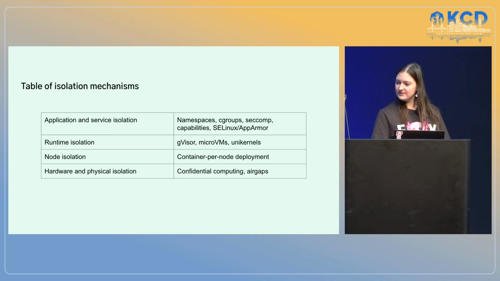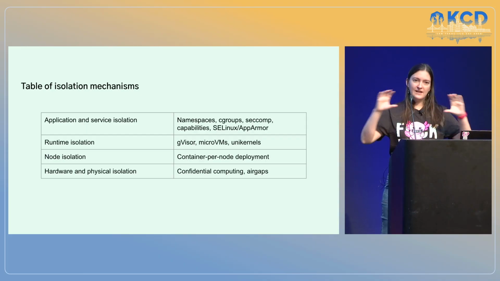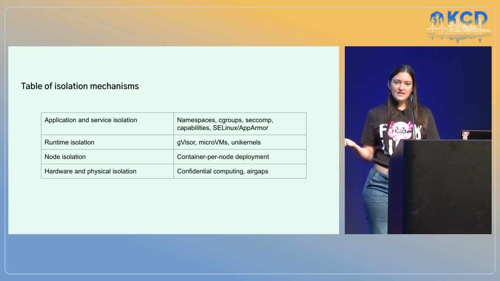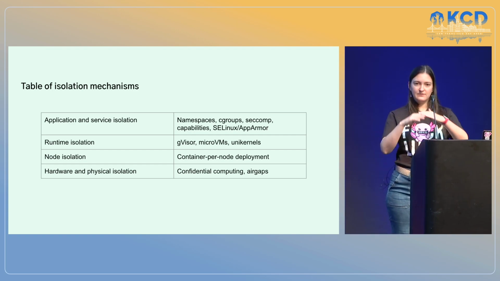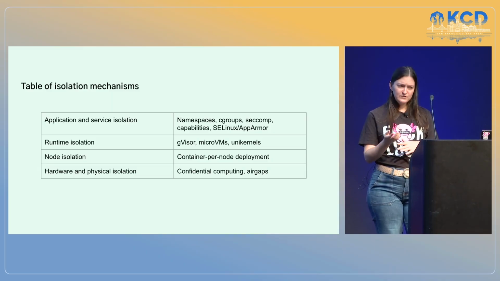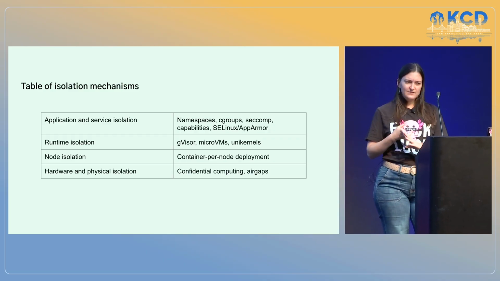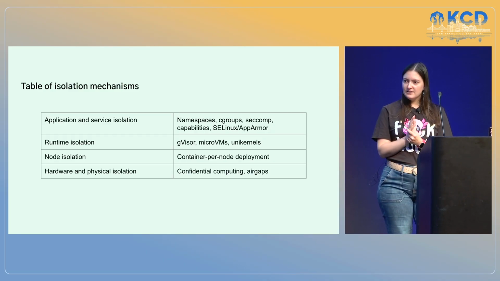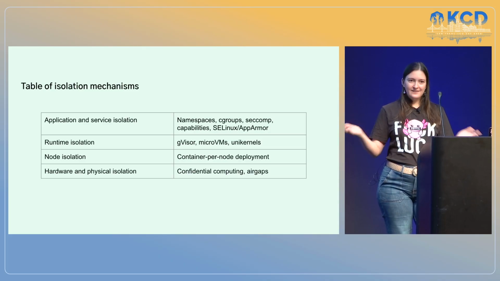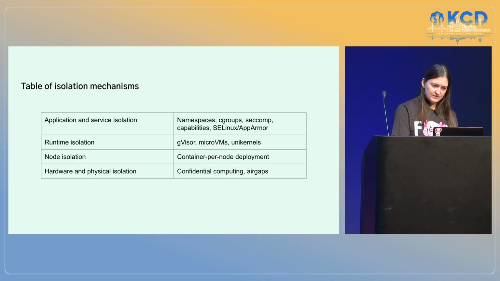So for a summary of the first half of this talk, we have a bunch of isolation mechanisms. Application and service isolation at the user space level provides a basic sandbox around your application. We have runtime isolation that operates one layer down, mostly at the hypervisor level. We have node isolation, which is more of an architecture decision. And we have hardware and physical isolation, things like confidential computing. I didn't have a slide for air gaps, but that obviously also fits into this hardware category. We just put it on a whole separate computer that's not connected to the internet. That's a very secure way to go. So that's what we have here.